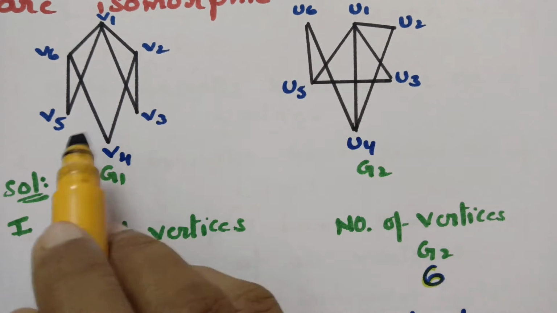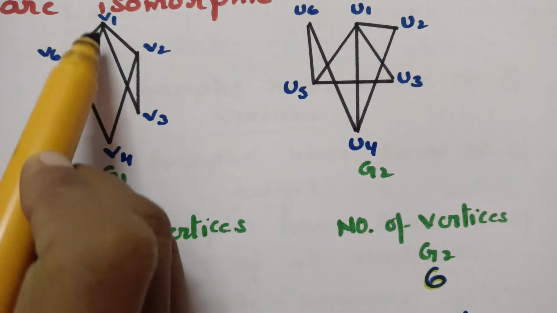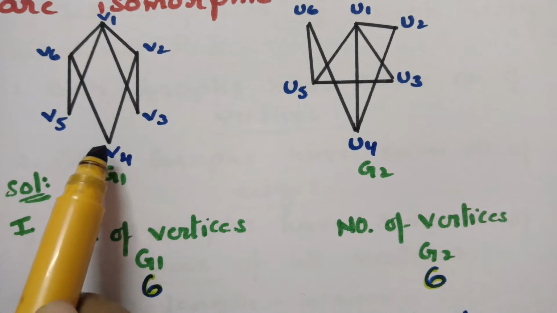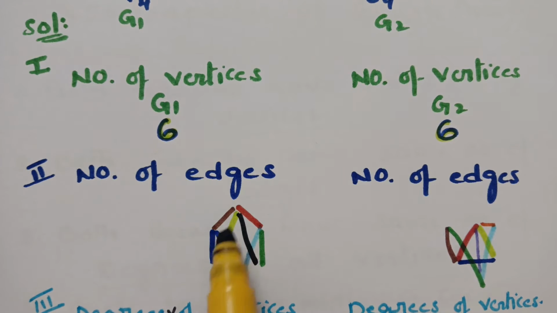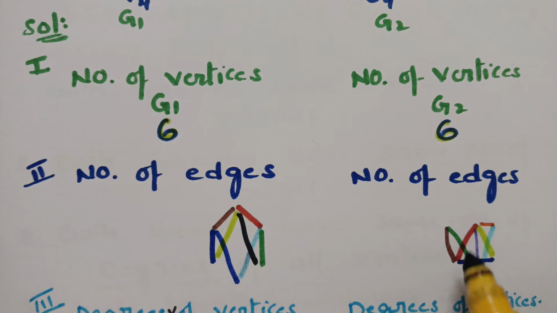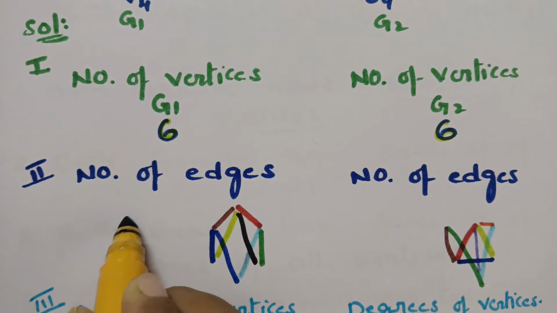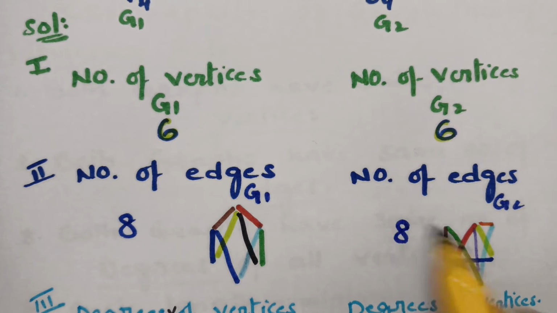There are two figures or two diagrams here, so we have to find the edges. See here, V1 to V2, V2 to V3, V3 to V1, and next V1 to V5, V5 to V6, V6 to V1, V6 to V4 and V4 to V2. How many edges are there? The lines drawn here are edges. So we count 1, 2, 3, 4, 5, 6, 7 and 8. In this diagram also, this is 1, 2, 3, 4, 5, 6, 7 and the middle one is 8. So the number of edges is 8 in graph G1, and here also in graph G2 the number of edges is 8.